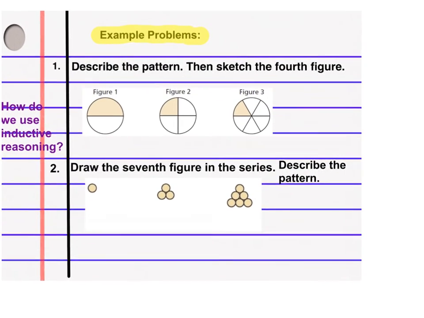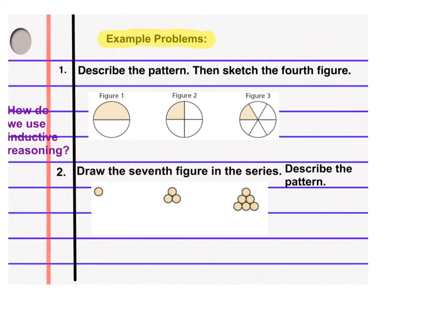All right, example problems. We're going to focus on counterexamples and inductive reasoning to start, and we'll work on deductive reasoning in the second half of the examples. So set up your examples. The question here is, how do we use inductive reasoning to solve problems? Remember, going from specific to general. In example 1, it says describe the pattern, then sketch the fourth figure. Let's just look and see what we notice.